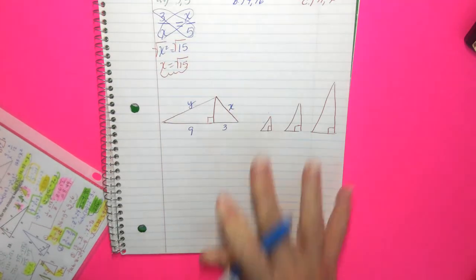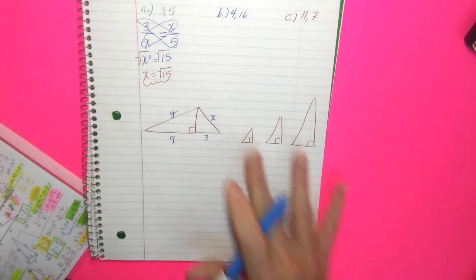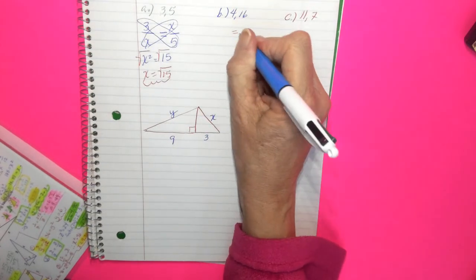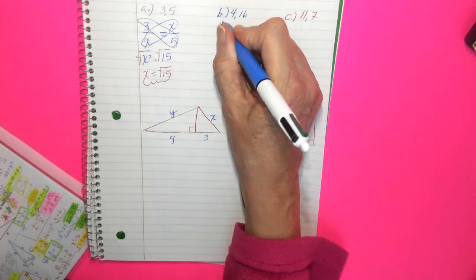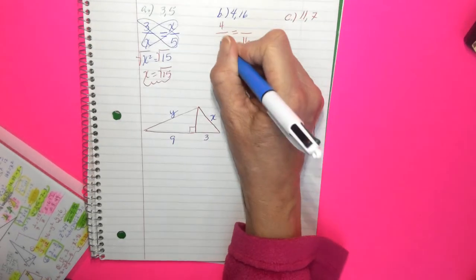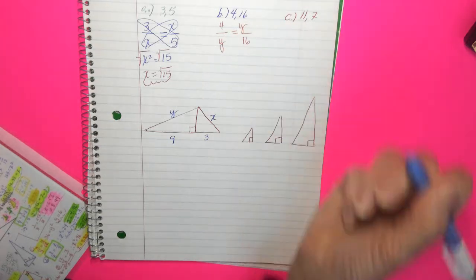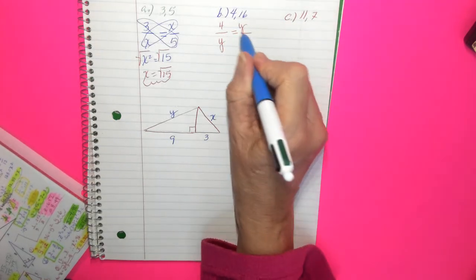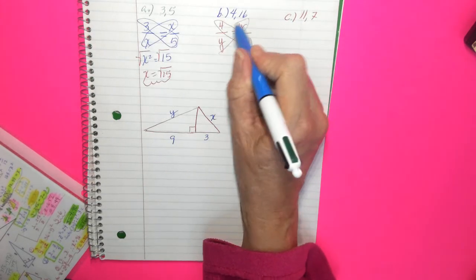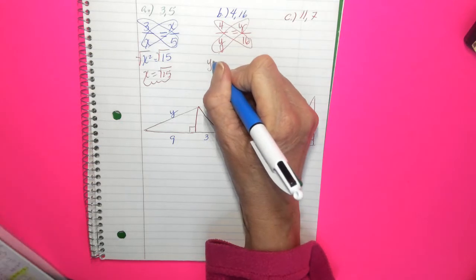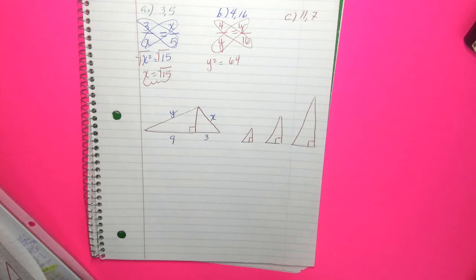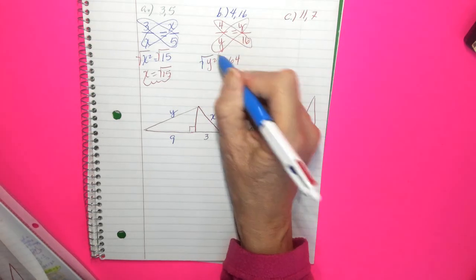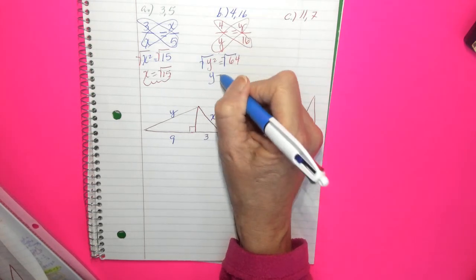We'd be done. For the next example, again, start with your proportion with a fraction on either side of an equal sign. Insert the extremes, 4 and 16. Put a variable in to represent the values we don't know. Cross multiply. And you would have y squared equals 64. The opposite of a square is a square root. Y equals 8.